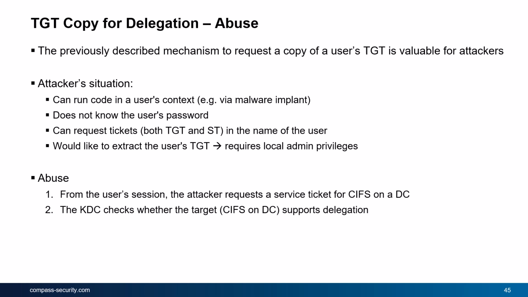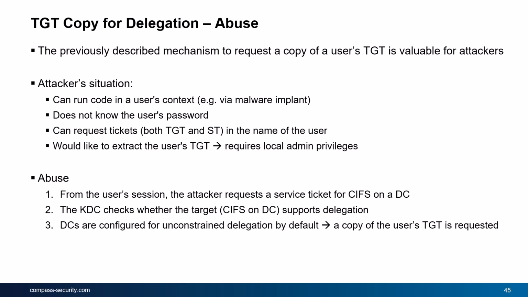So when the KDC receives our request for the CIFS service on the DC, it will see that the DC supports delegation, and then this will trigger the TGT copy mechanism. And as we've seen before, within this mechanism we have the possibility to actually extract the TGT as well as the associated session key, and then have it available in a usable form, so we can copy it over to other systems and use it from there.